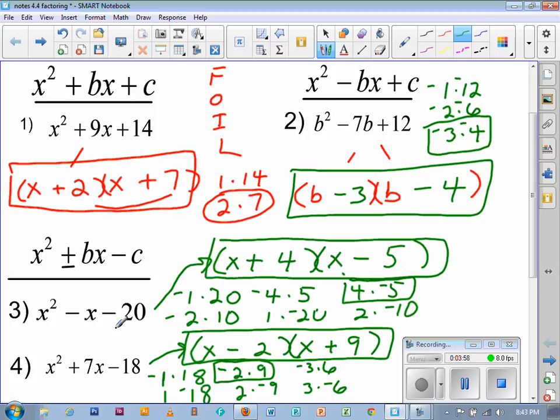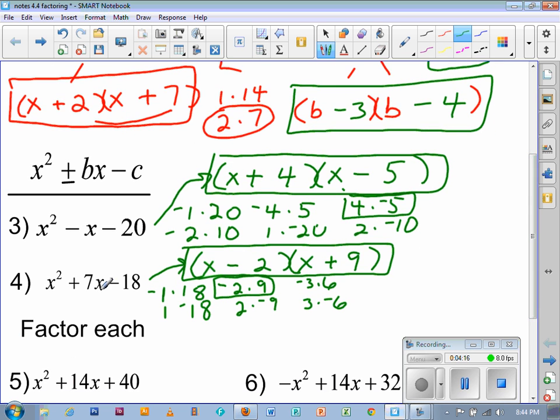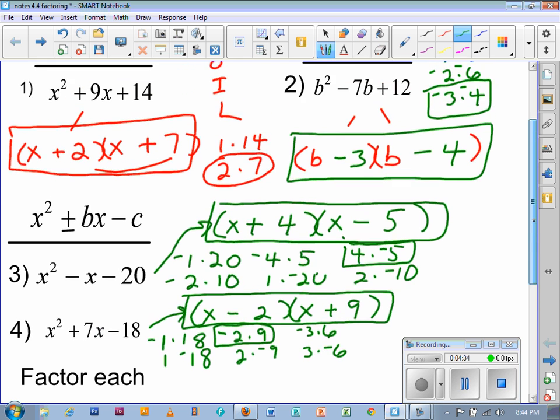Number 3, notice negative 20 is my last term. There's a lot of options there. So I use 4 and negative 5, which gave me the negative 20. 4 and negative 5 together will also give me a negative 1. So there it is, x plus 4 and x plus minus 5. And then the last one here, x squared plus 7x minus 18. You're looking at all the options for the last term here. I use negative 2 times 9. That's negative 18 because negative 2 plus 9 is a positive 7. So there's your correct binomial factors of each one of these trinomials.